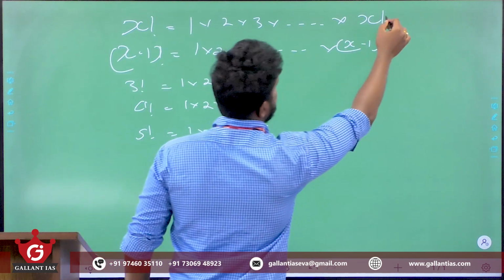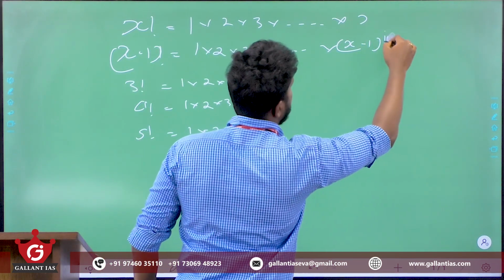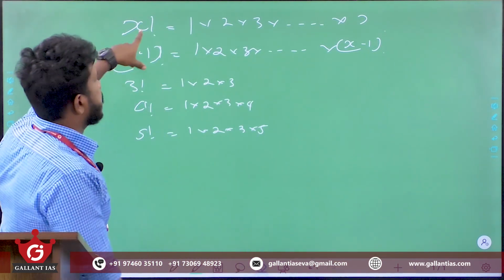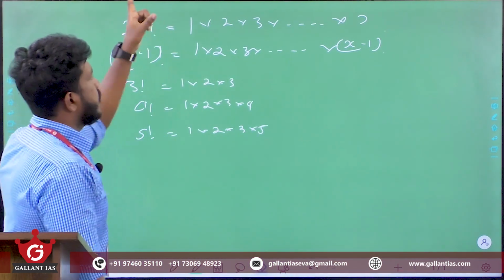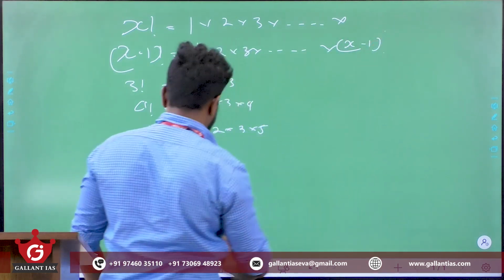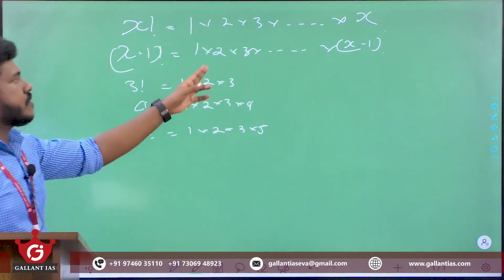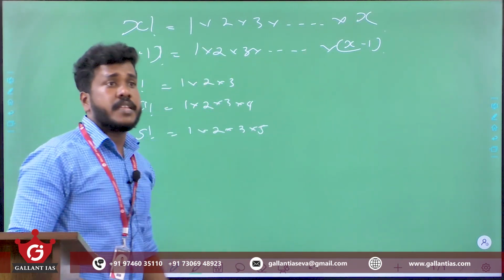So x factorial means 1 into 2 into 3 into etc. up to x. And likewise x minus 1 factorial is 1 into 2 into 3 into etc. up to x minus 1.